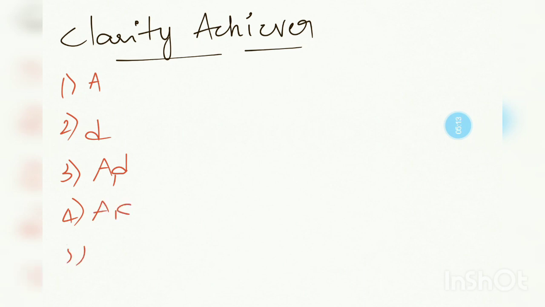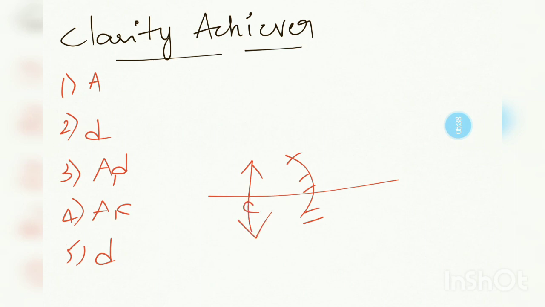Then we have the fifth question. Minimum distance between object and its real image for a concave mirror is... See, for a concave mirror the minimum distance between a real image and real object is 0. It's actually D. In this case, if you keep the object at center of curvature, the image also will be coming at center of curvature. What is the distance here? Just 0, nothing, right? So that's why it's D. I hope you understood it.